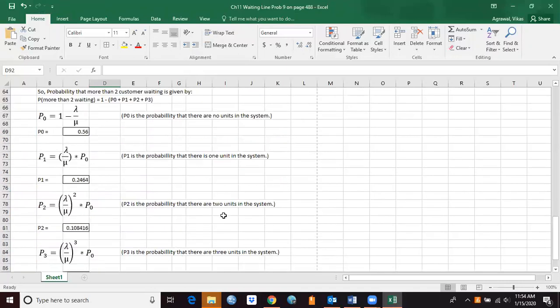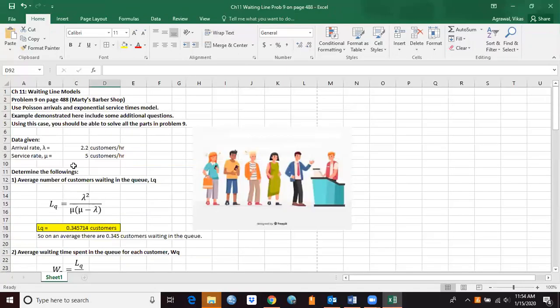So this is how you would solve simple waiting line problems with a single server.